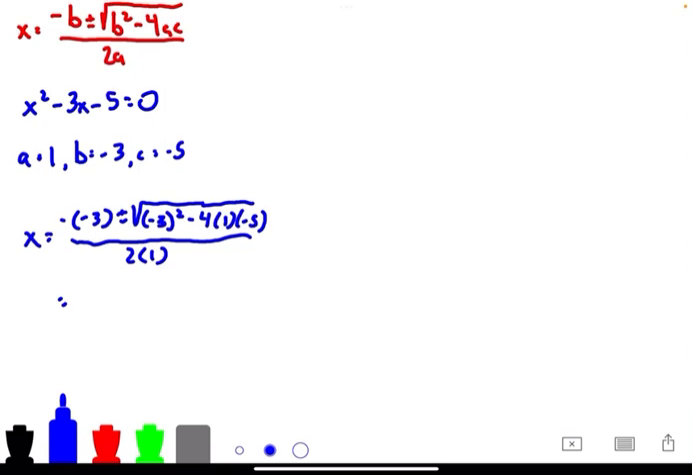The opposite of negative 3 is 3, plus or minus the square root of 9. Negative 3 squared is 9. Negative 4 times 1 times negative 5 is a positive 20. All of that is over 2. And in the end, our final answer is 3 plus or minus the square root of 29, over 2. That's our answer.